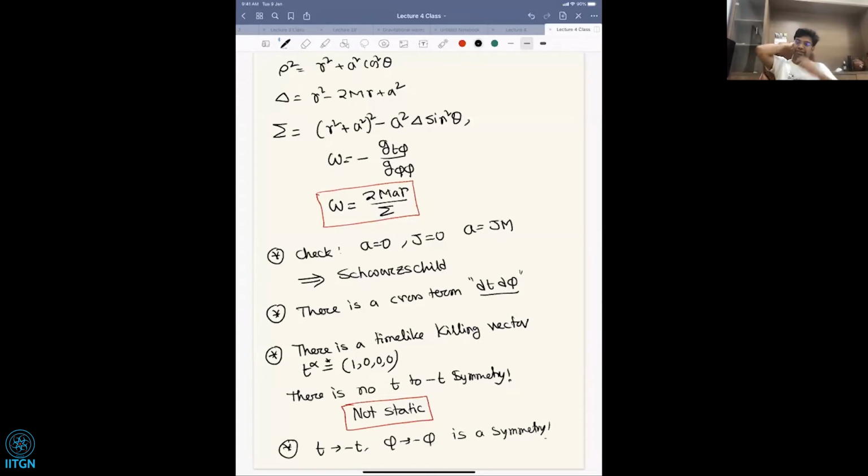So Kerr metric is an example of a stationary metric, but it is not a static metric. Schwarzschild spacetime is the example of both stationary and static metric. If it is static, it must be stationary. Other way around is not true. Stationary may not be static. Kerr metric is an example which is stationary, but not static. Okay, good.